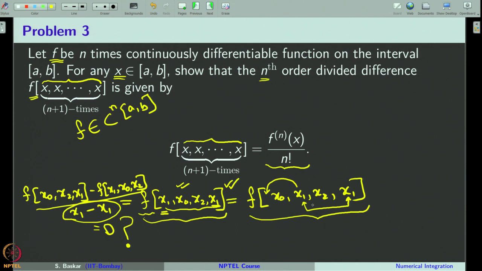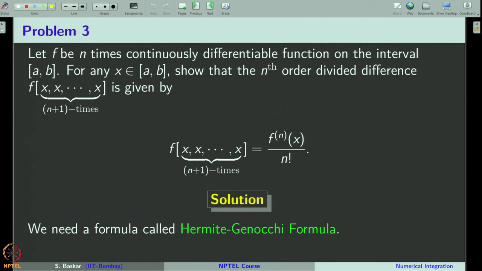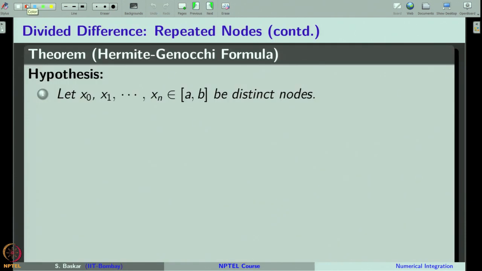But such situations will occur when we are trying to find the errors for quadrature formulas in the next chapter. Therefore, we also have to carefully understand how these divided differences will be defined when two or more nodes are repeated. This can be done using a formula called the Hermite-Genocchi formula. Once we understand the Hermite-Genocchi formula, we can say that the divided differences are in fact defined even if two or more nodes are repeated. So, let us quickly understand this formula, and then we will come back to this problem and try to prove this result. Let us take a small deviation and understand the Hermite-Genocchi formula, and then we will come back to our problem.